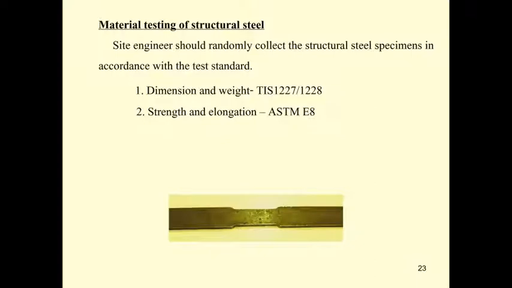For the method of testing structural steel, you have to follow what we have for the dimension and weight. You have to follow this depending on the steel that you are using, for the hot rolling, for the cold rolling, and for the strength and the elongation. Actually, you also can follow the TIS 119, I think it's going to be correct, or the E8. 119 is going to be FE24, E8 maybe A36 steel.